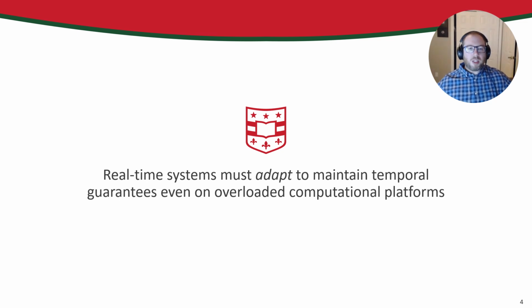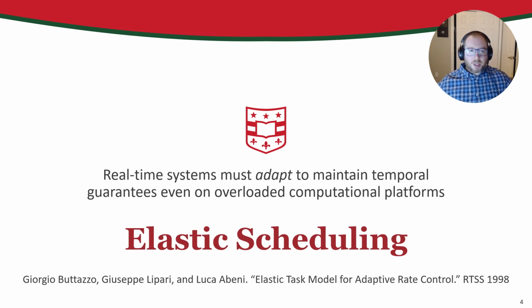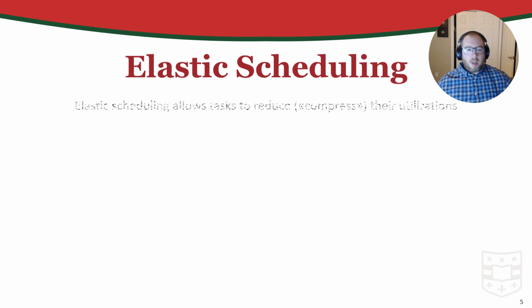This means that real-time systems must adapt to maintain temporal guarantees even on overloaded computational platforms. And so elastic scheduling, which was originally proposed by Buttazzo and others at RTSS 1998, has emerged as a framework to enable task adaptation to guarantee schedulability in the face of overload. Elastic scheduling allows tasks to reduce or compress their utilizations.